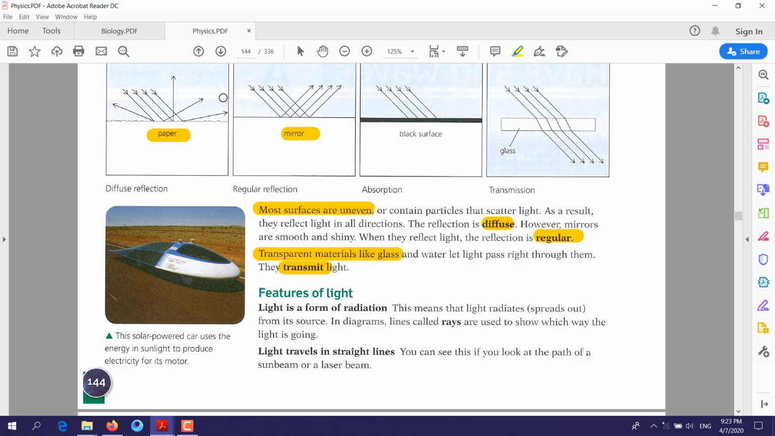If you see these lines, they show the light, how the light is traveling. How is it traveling? It's traveling in straight lines. Look at all the examples given here: first, second, third, fourth. These four examples show how the light travels as straight lines.